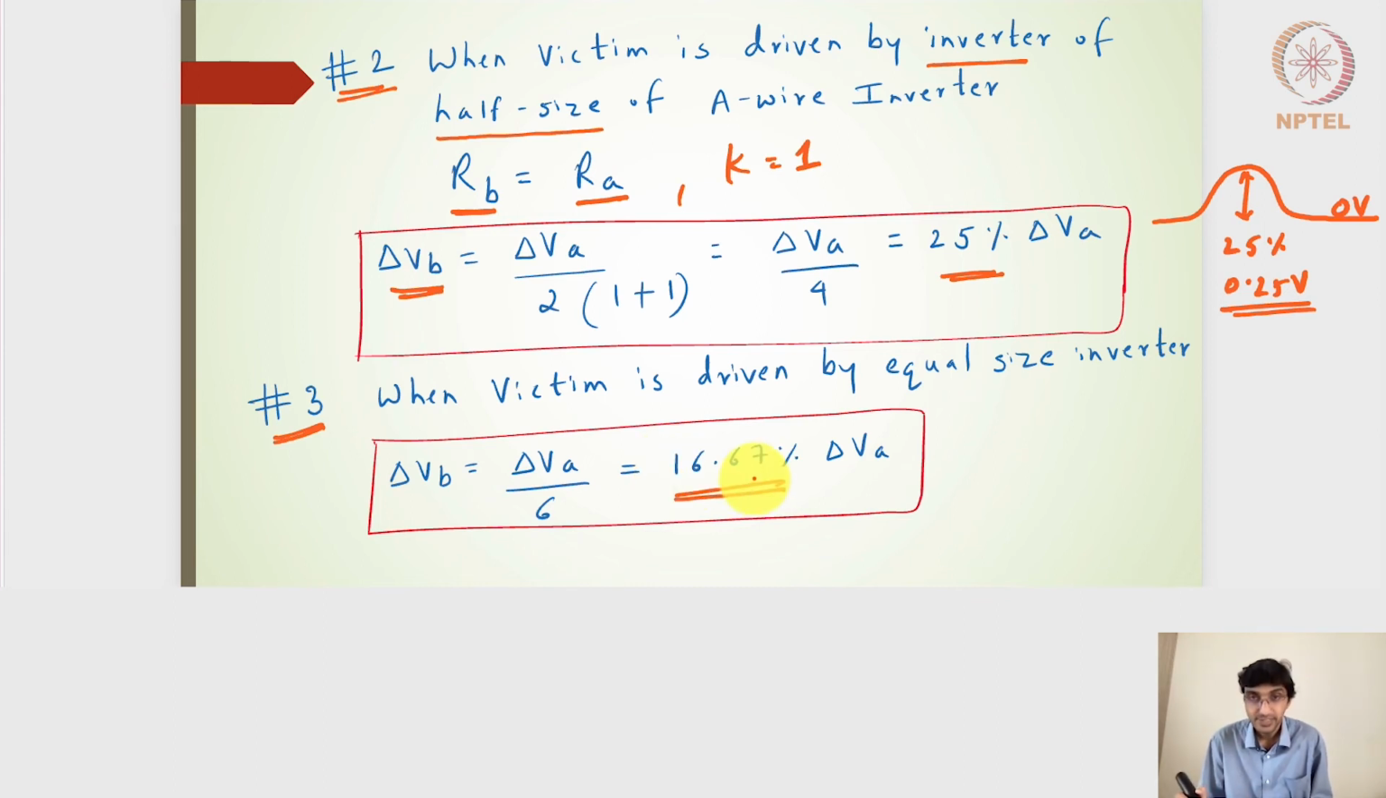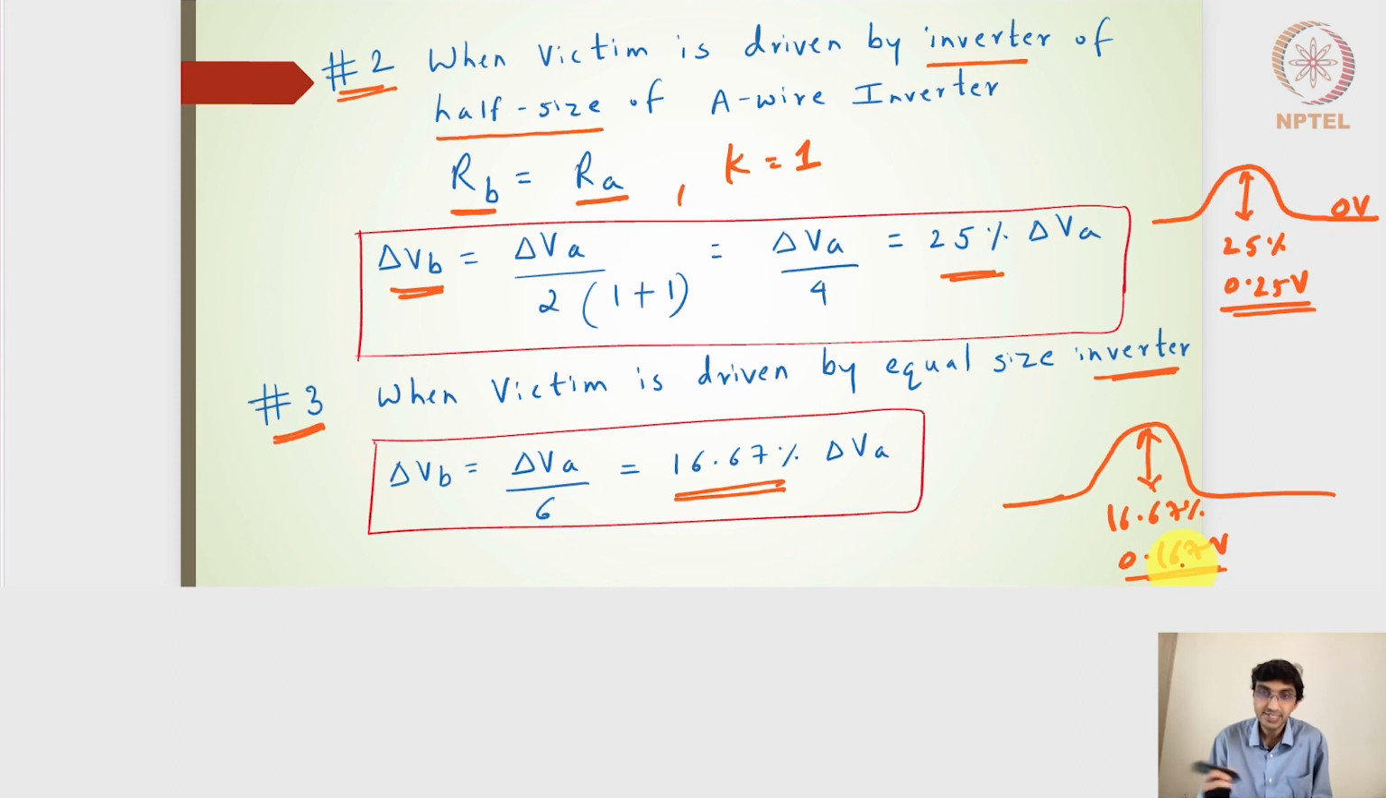So this is 16.67%. So delta VA by 6 for the change in the voltage. And if it is driven by the inverter, then again its change will be 16.67%. So it will be 0.16 volts, the maximum, if the change on the aggressor side is 1 volt.